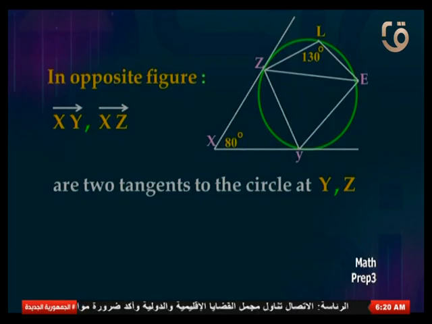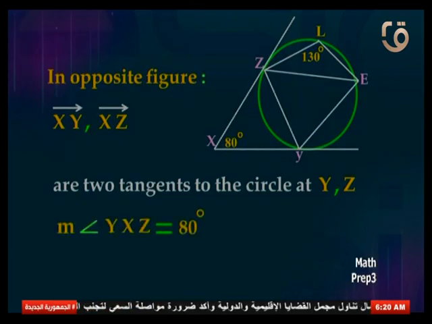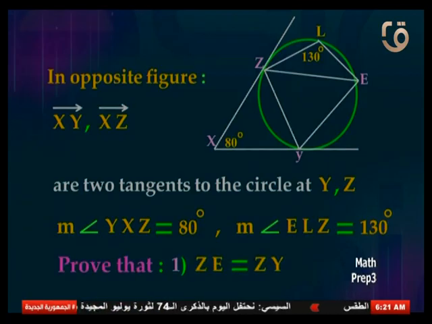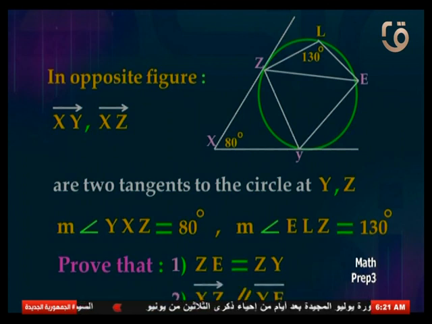Measure angle YXZ equals 80 degrees, and measure angle ELZ equals 130 degrees. Prove that first, ZE equals ZY, and second, XZ is parallel to YE.